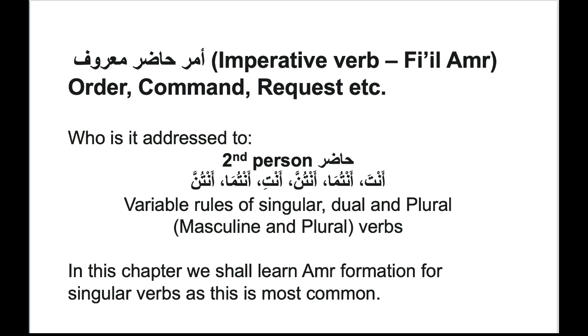Naturally, these six pronouns or damir are who the imperative verb is addressed to. So these second person hadir pronouns are anta, antuma, antum, anti, antuma, antunna: you singular male, you dual male, you all male, you singular female, you dual female, and you all female. The Amr formation rules vary according to singular, dual, and plural, masculine and feminine verbs. But to start with, in this chapter, we shall only learn Amr formation for singular verbs, as this is most common.